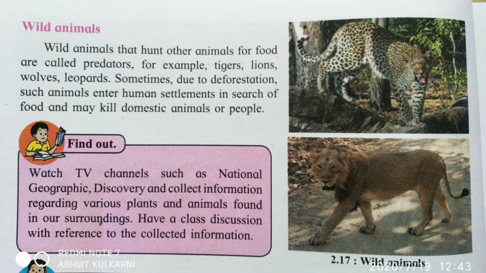Some wild animals that hunt other animals for food are called predators. For example, tiger, lion, wolves, leopards. Sometimes due to deforestation, such animals enter human settlements in search of food and may kill domestic animals or people. These are the characteristics of living things.